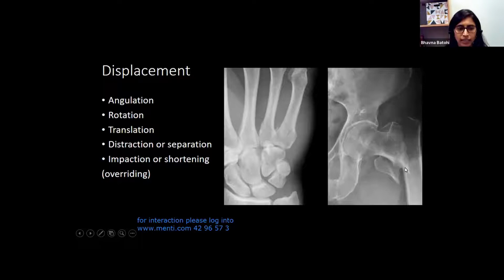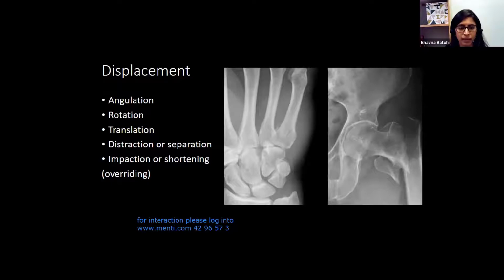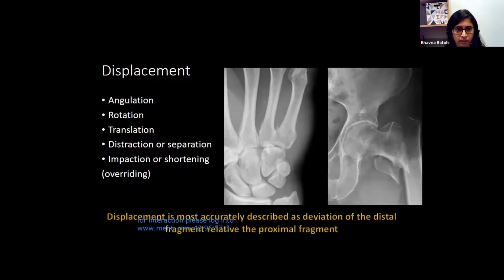So the other thing which is important to mention with regards to displacement is best described as the position of the distal fracture fragment relative to the proximal fracture fragment. So in the example here of this left femoral neck fracture, it would be best to describe it as proximal migration or proximal displacement of the distal fracture fragment, and some of this fracture is overriding as well. And as I said again, I can't say it enough, displacement is most accurately described as the deviation of the distal fracture fragment relative to the proximal fragment.